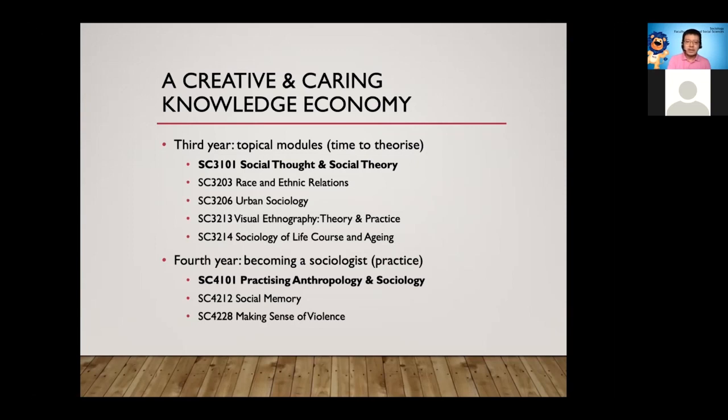So things like race and ethnic relations, urban sociology, visual ethnography. We talk about images and how, increasingly, our world is informed by images. Instagram, for example, Facebook, even our WhatsApp is filled with images. And what does this mean for society and our social relationships? And the sociology of life course and aging. What happens with an aging society like Singapore, and what are the issues and complexities involved? So it's time to theorize in the third year, and you start to think a lot more abstractly.